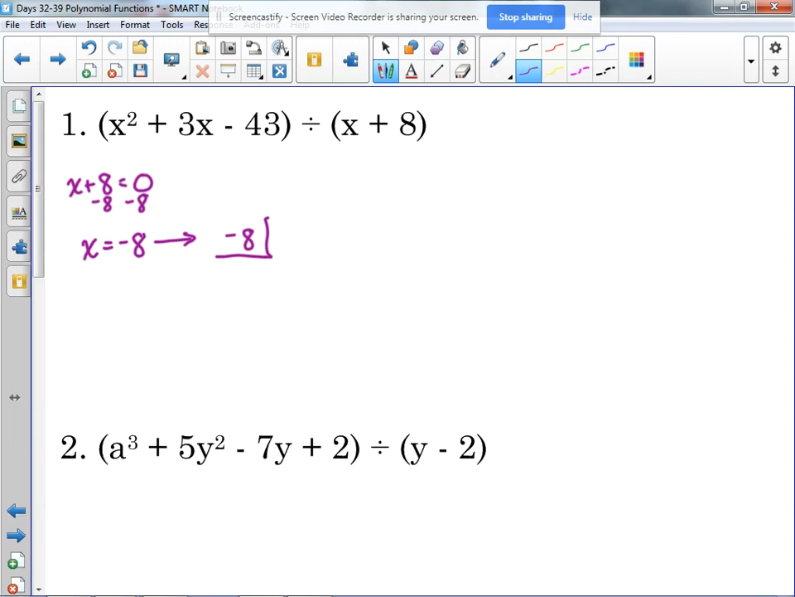We bring down the coefficients. If there is not a coefficient in front of a variable, what is it understood to be? 1. So that x squared, we put a 1 right there. Then we get a 3 and a -43. Okay, 1, 3, -43 are our coefficients. Leave yourself that space, draw your line.